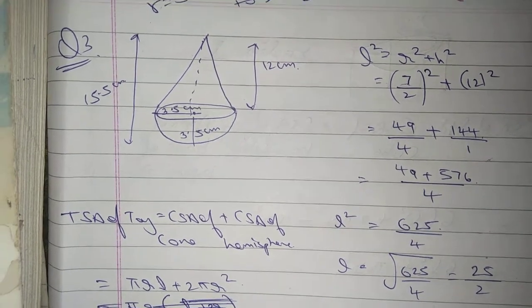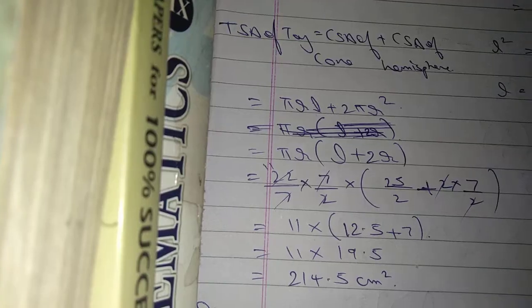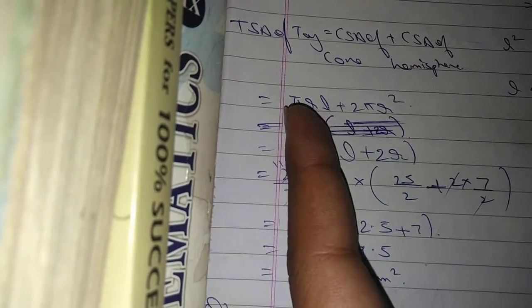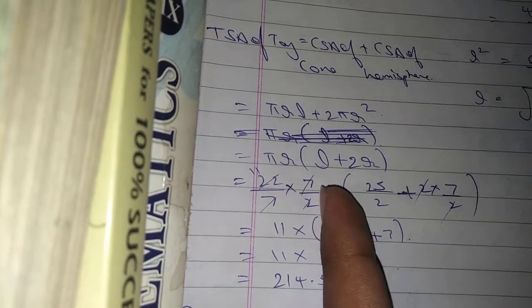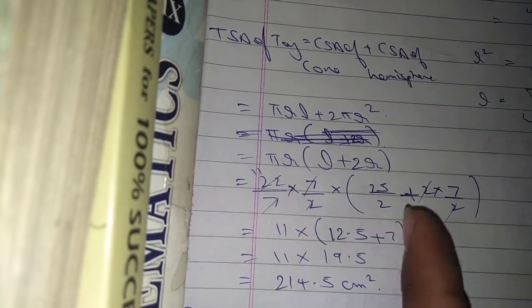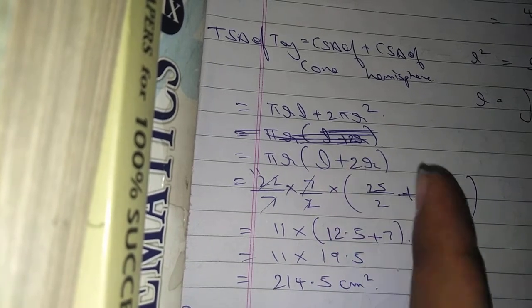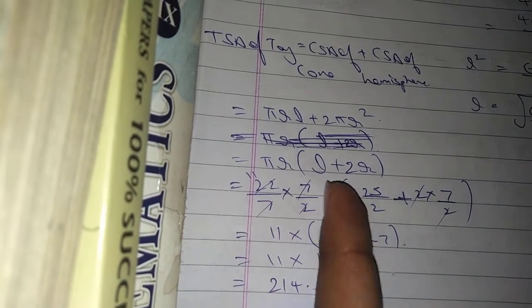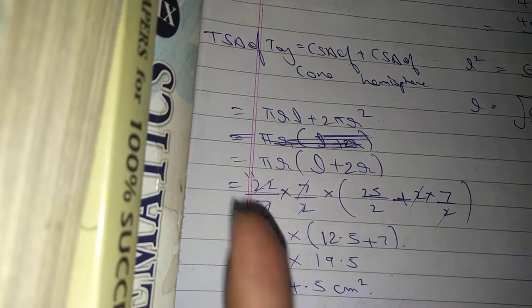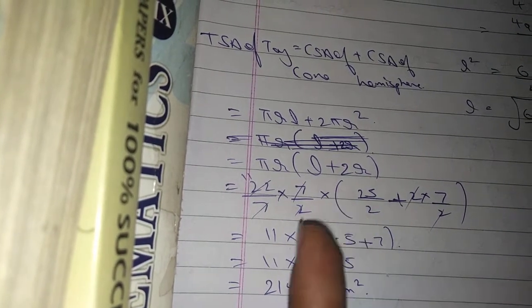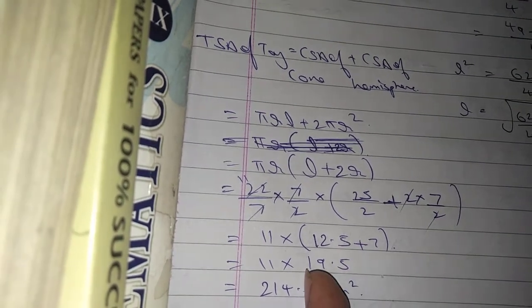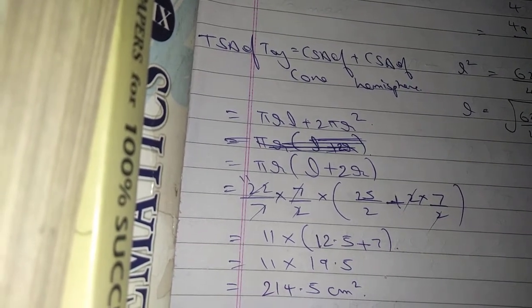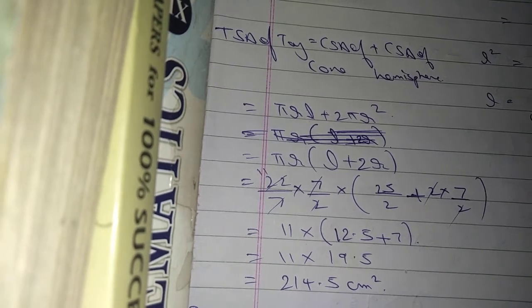Now I can put the values in the given formula. Now this is the formula, πrl + 2πr². πr is common, now (l + 2r). π is 22 upon 7, r is 7 by 2, l is 25 by 2 plus 2. Again multiply r, 7 by 2. 2 and 2 cut, 7 and 7 cut, 2 into 22 is 11. 11 into 25 upon 2, that is 12.5, plus 7. Add both these, 19.5. 11 into 19.5, that is 214.5 centimeter square, is the answer.